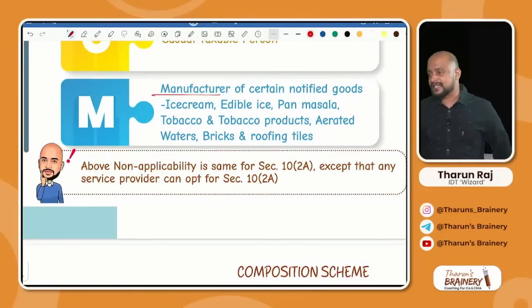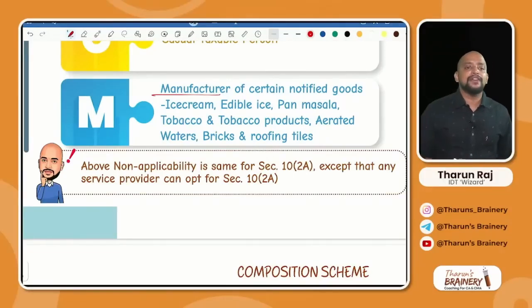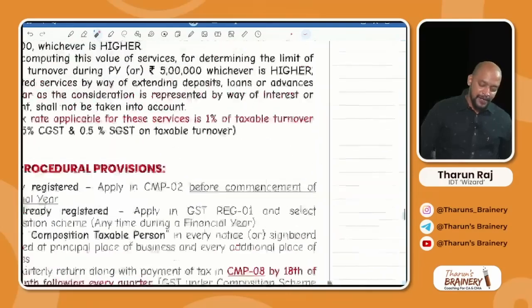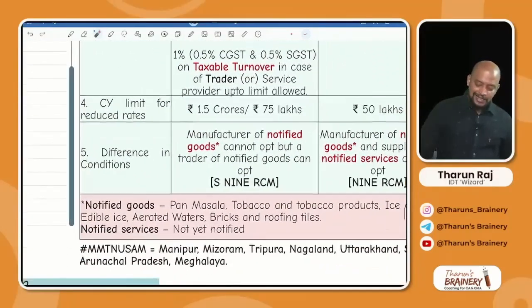Now whatever we have discussed here, these points are common even for 10-2A also. For 10-2A also these points are applicable except the first point, that is service provider, because in case of 10-2A any service provider can opt for composition scheme. You can see here, the above non-applicability is the same for 10-2A except that any service provider can opt for composition scheme under 10-2A. So now come back. What is the difference in conditions? So that S, 9 RCM, these are the cases where they cannot opt for composition scheme.